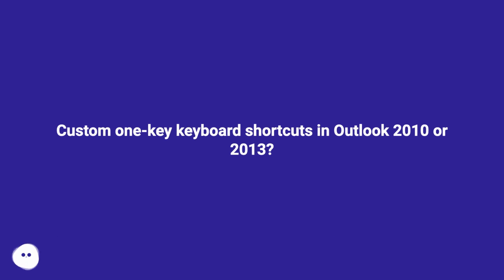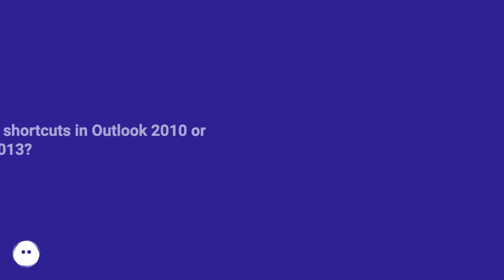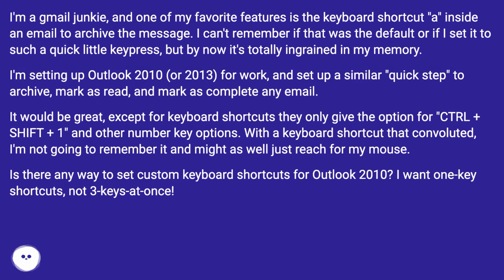Custom one-key keyboard shortcuts in Outlook 2010 or 2013. I'm a Gmail junkie, and one of my favorite features is the keyboard shortcut A inside an email to archive the message. I can't remember if that was the default or if I set it to such a quick little key press, but by now it's totally ingrained in my memory.